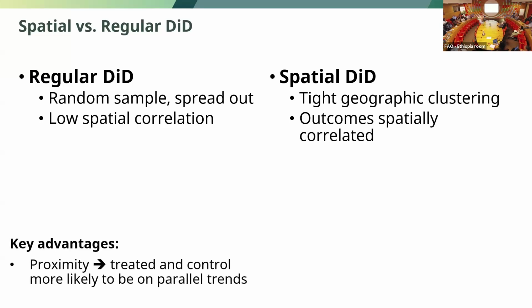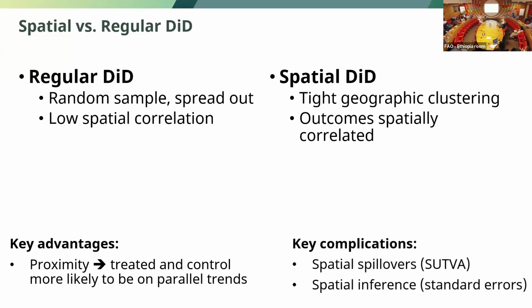Now, it also creates advantages. It creates opportunities in that because you have this notion of space, things that are close together are more likely to be evolving on parallel trends, right? They're exposed to similar conditions. And so your most important diff-in-diff identification assumption is more likely to be satisfied. But there are complications. One of them is spillovers. I'm not going to spend as much time today talking about spatial spillovers, but the book chapter talks about this in some detail and has an exercise that deals with it as well. The one I will talk about a lot more, which comes up literally anytime you're doing this, is spatial inference, right?